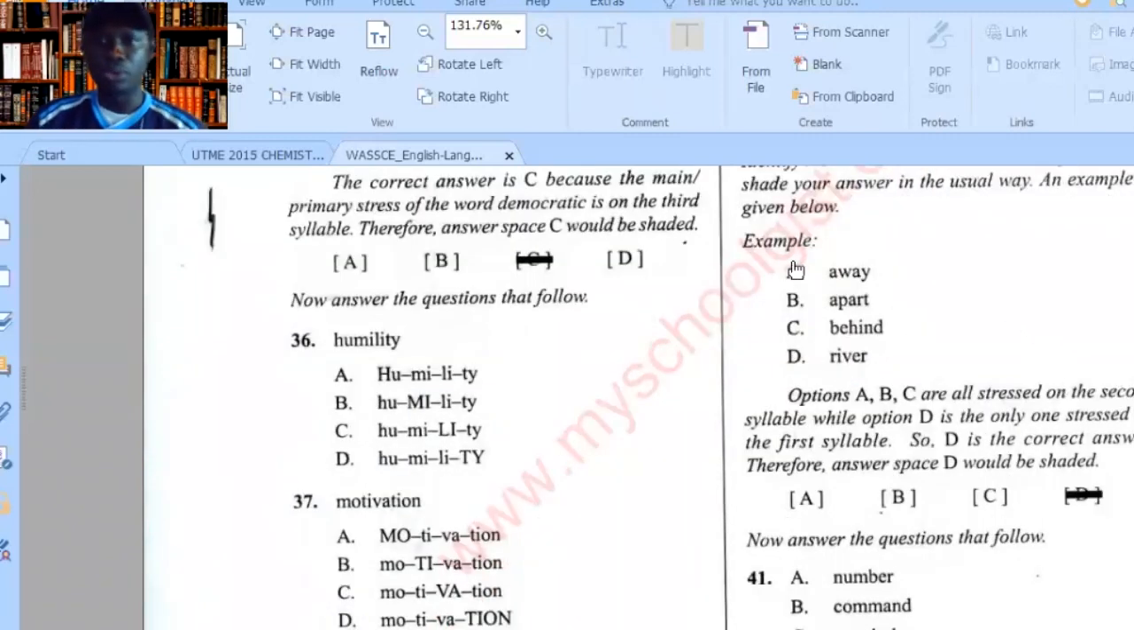For example, away. The stress is placed on the 2nd syllable way. Apart. The stress is placed on the syllable part. Behind. The stress is placed on the syllable hind. River. The stress is placed on the 1st syllable. So the option D here is different. So that makes it your answer.